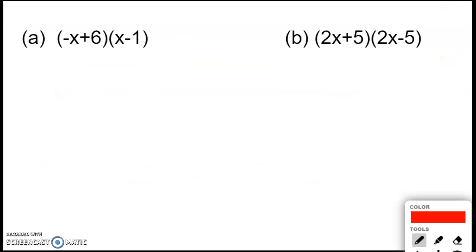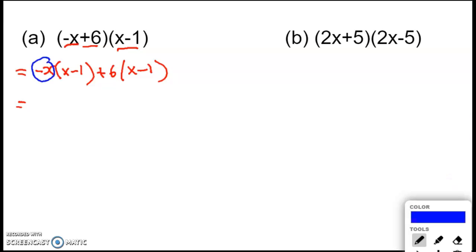Using the distribution method, you are multiplying the first term of the first binomial, that's negative x, by the second binomial, that's x minus 1. And then to that, you're adding the second term, which is plus 6 multiplied by the second binomial. Then you use the distributive method, where you're multiplying negative x to x and to negative 1.